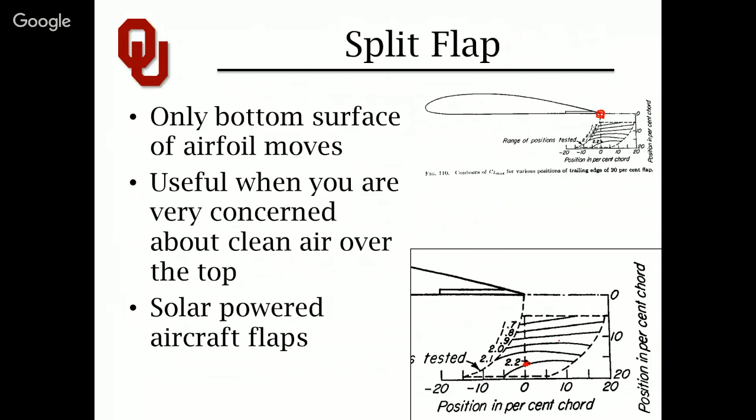Like I've said before, all the comments I made about split flaps still stand. One good comment is that these are very useful for solar-powered aircraft. They like to use these because on a solar-powered airplane, you have the top surface covered with, well, solar panels. The sun is up high. So you put them on top.